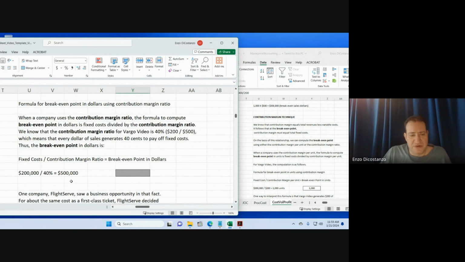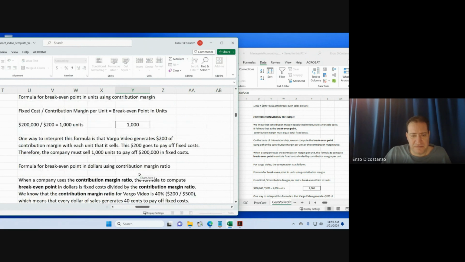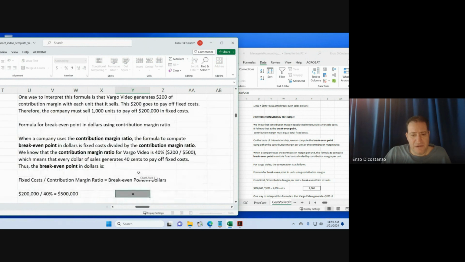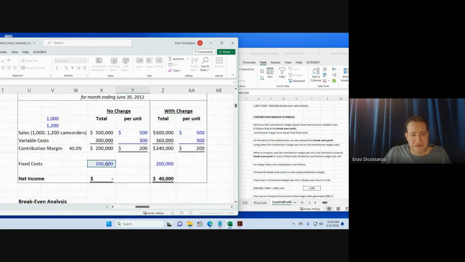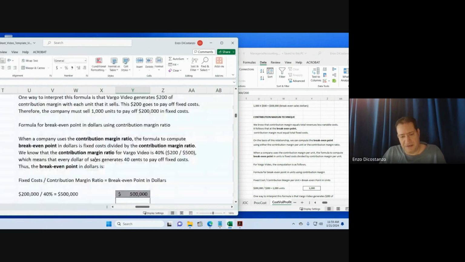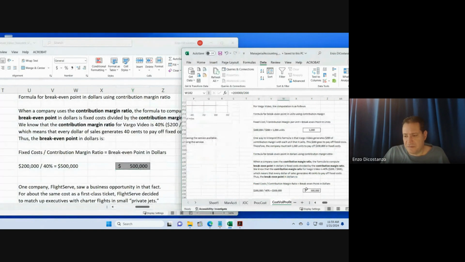In other words, you have to get to revenue of 500,000 to break even. That's what we're saying here. Here's the 200 over 500; we did that up there. So let's do 200,000 here divided by 40%, and there's your 500,000.